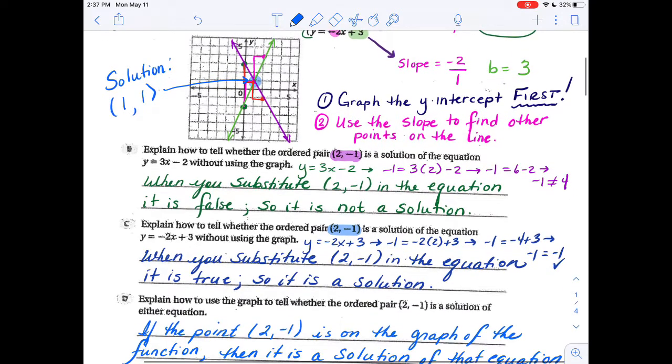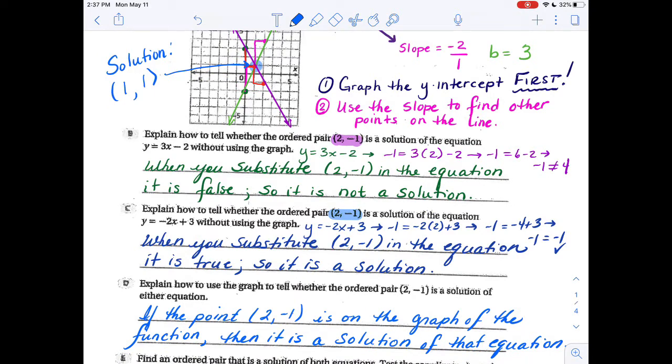So when I get down to B, it's just basically saying, how can you tell that this point would not work in my equation? And I basically said, well, plug in your x and your y. And when you do, you can see -1 does not equal 4. It's a false solution, so it is not a solution. When I go over to C, it's telling me, well, what about that point in the other line? How do you know it is? Again, plugging in that x and y and coming up with -1 is equal to -1. Well, that's a true statement, which means it is a solution.